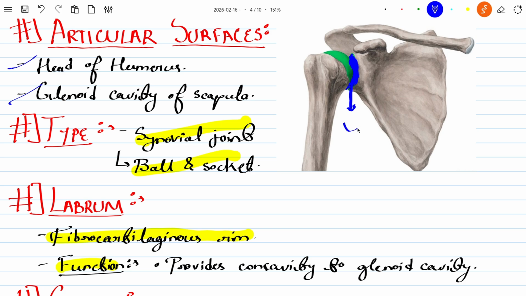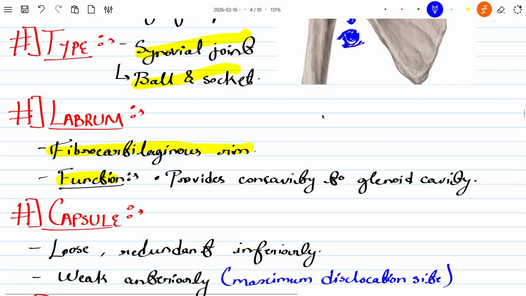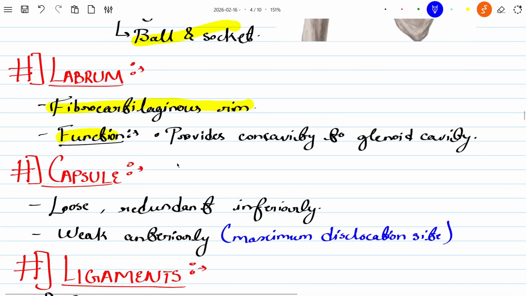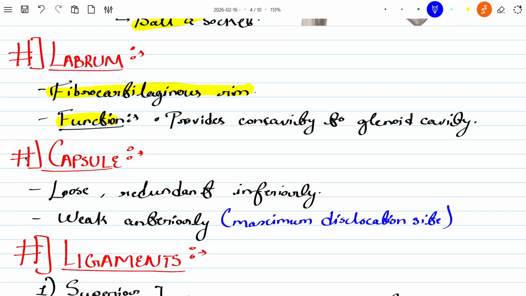It is a concave structure attached to your glenoid cavity, which increases the concavity or deepens your joint. Okay, it makes it deep. So yeah, this was the function of the glenoid labrum.